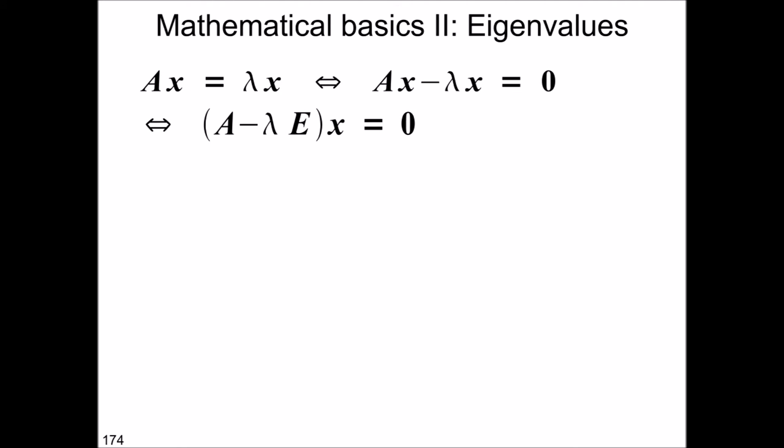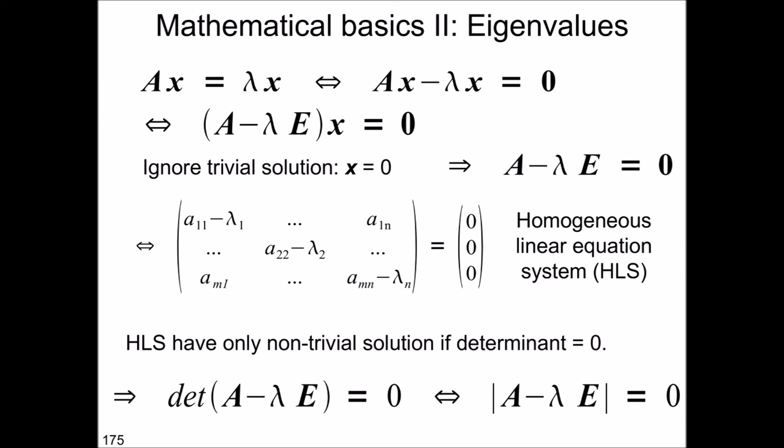So let us reformulate the eigenvalue problem. You see the reformulation here in the equation. So we end up with the equation matrix A minus the eigenvalue times the identity matrix. We ignore the trivial solution that x equals zero. This leads us to the equation: the matrix A minus the eigenvalues times the identity matrix, times x, equals the zero vector. Putting this into a different matrix form, rewriting this, is shown in the middle of the slide.